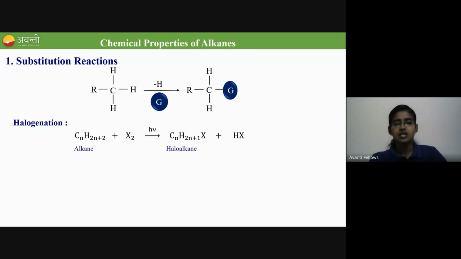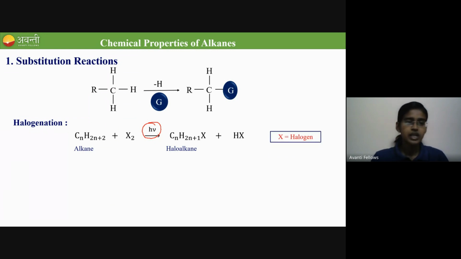To an alkane, we are adding a halogen in presence of hν. What is this? This is the light energy, the energy which is coming from the light. It is nothing but the UV radiation. So this is the condition. Under this condition, we are getting a haloalkane and HX. Got it? And X, as I have told you, is the halogen.